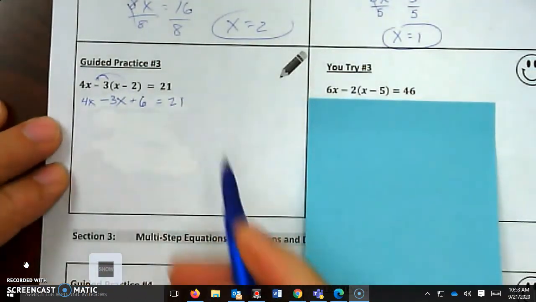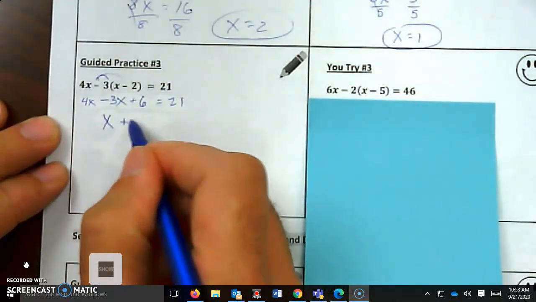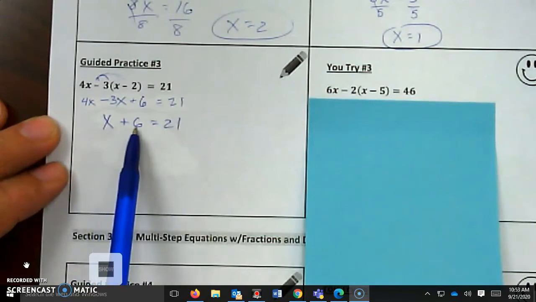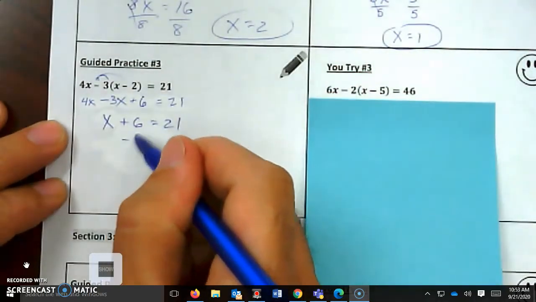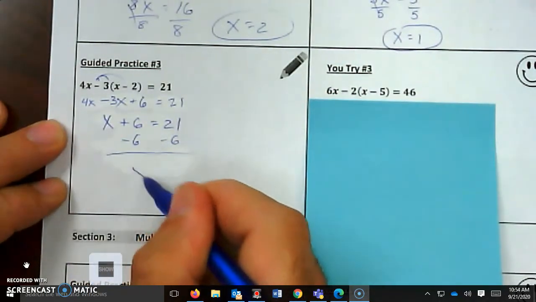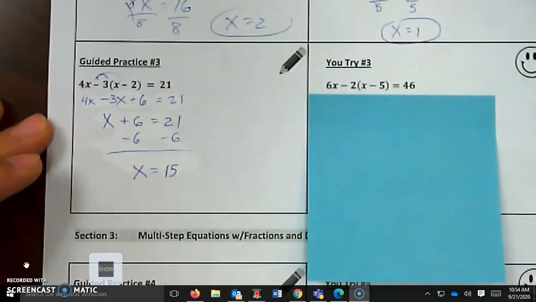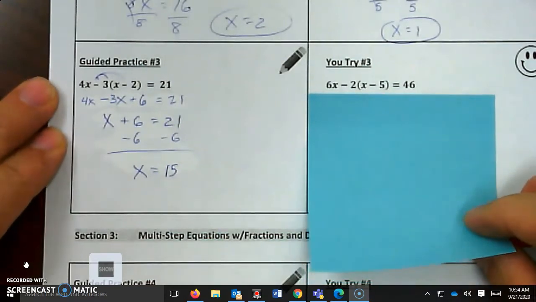Okay, 4x minus 3x is just 1x. You can put a 1 in front of that if you like. Some do, some don't. And look at this problem. Something plus 6 is 21. Well, 15 plus 6 is 21. Subtract the 6 on both sides. Show your work. If you just take shortcuts and write answers on the assignment, everyone, you will not get credit. I have to put that out there.